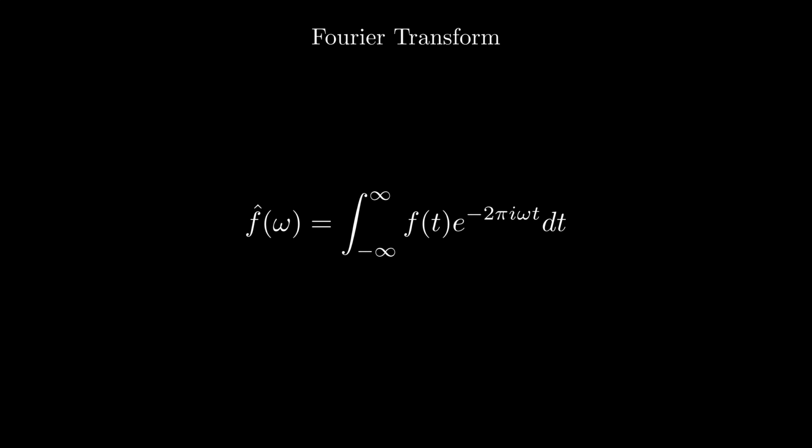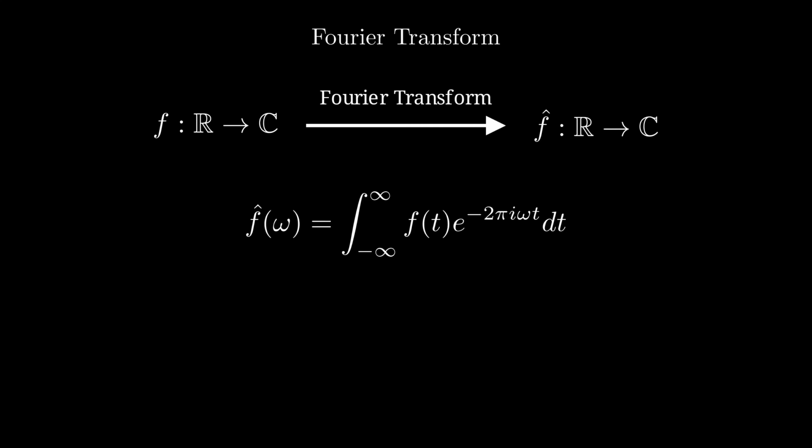More formally, Fourier transform is a linear operator given by this definition. It is a map between an integrable function in time domain to a function in the frequency domain. Note that both input and output are complex-valued functions, but for simplicity, we will only be showing their magnitudes here.